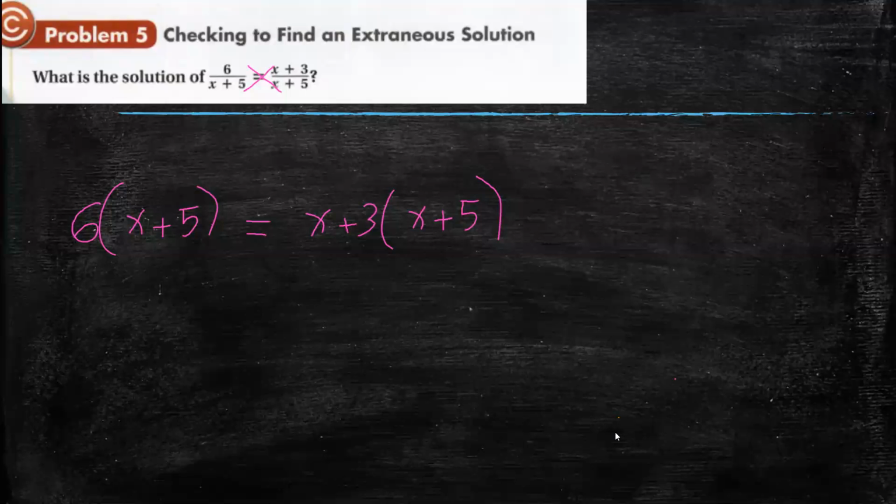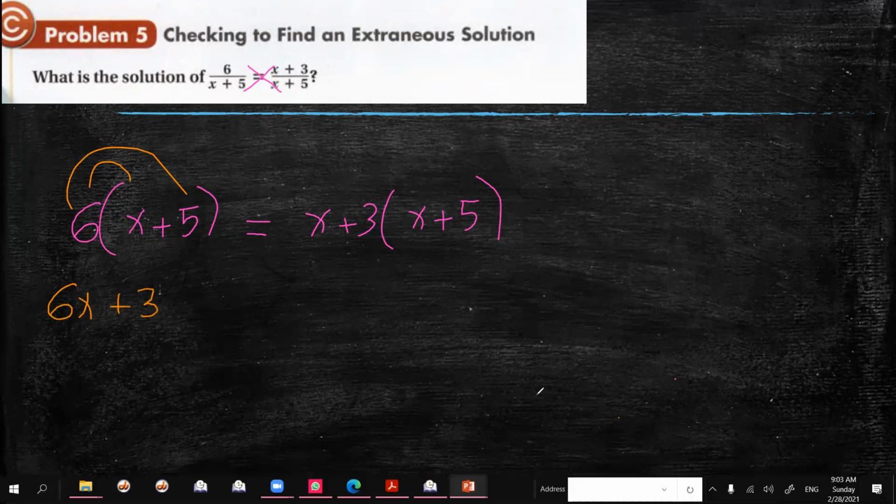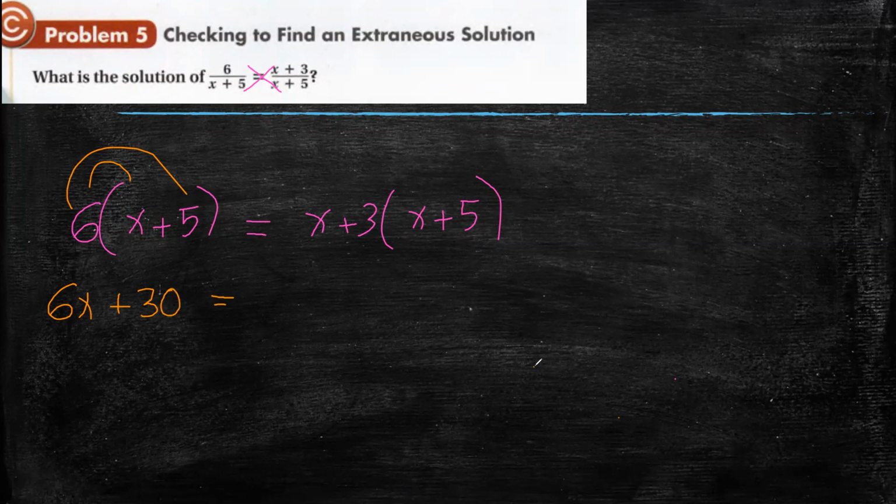So here now, 6 times x plus 5 equals x plus 3 times x plus 5. Then now you have to distribute. 6 times x is 6x, and 6 times 5 is 30. Must equal to, let's now multiply x plus 3 times x plus 5.